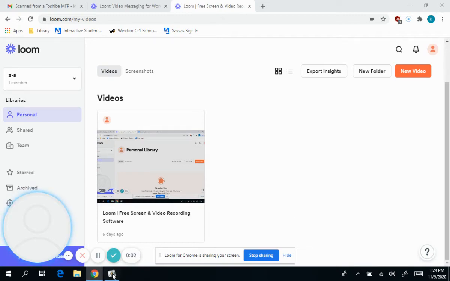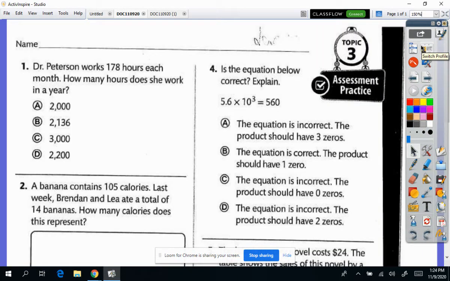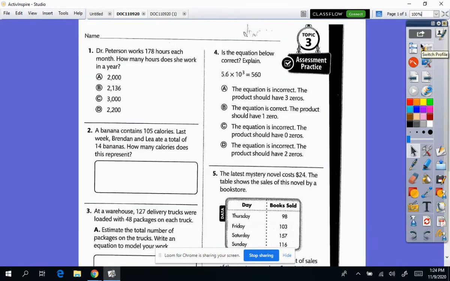Okay, guys, we are going to do the topic 3 review. Let's see if I can get this to fit a little bit better. Okay, so we are on page 121 in your workbook. Page 121.